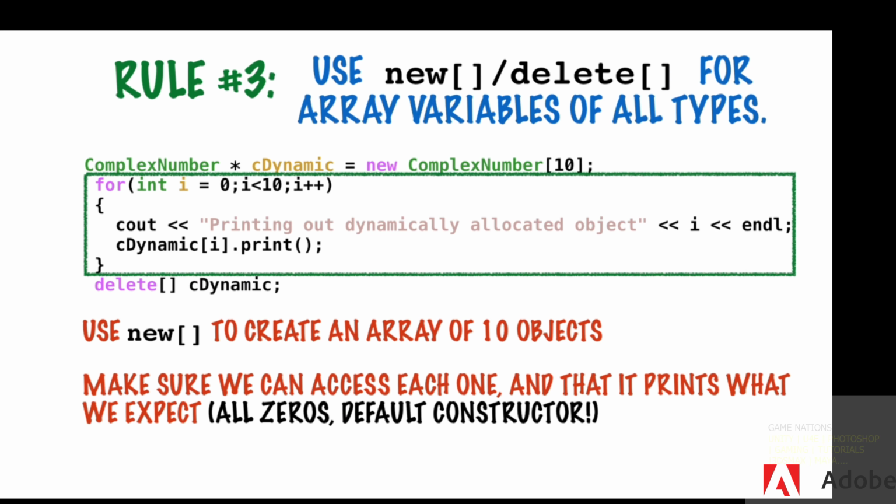What do we expect of each of these elements? We expect that the constructor has been called on each of these elements. The zero argument, or the no argument constructor, is the one that's been called, which means that the real part and imaginary part of each complex number element in this array is initialized to 0.